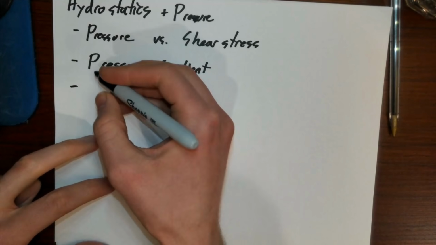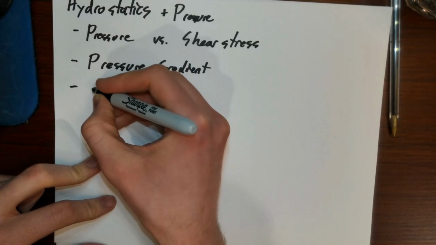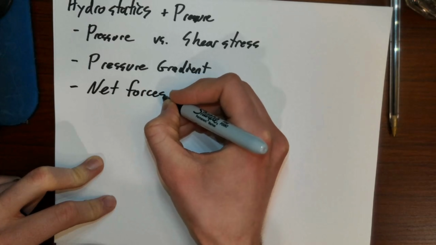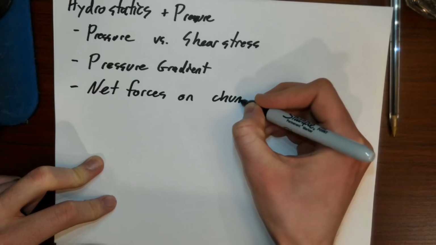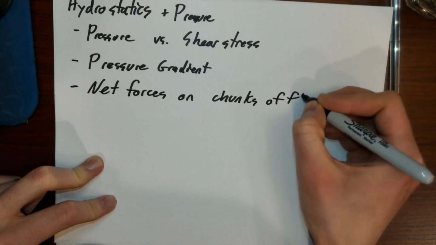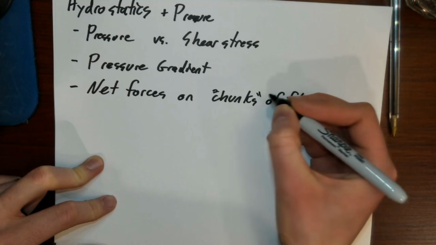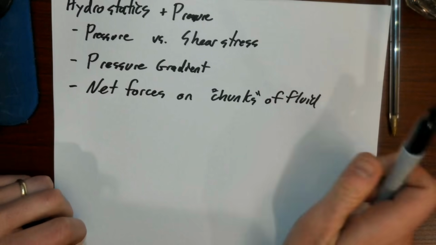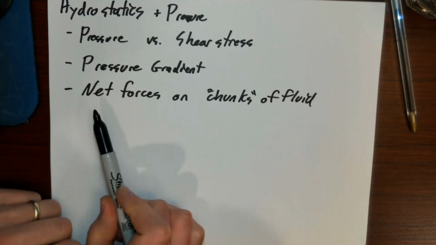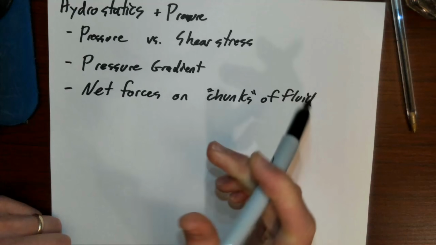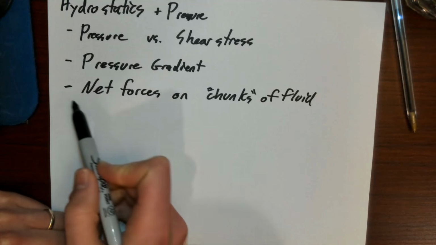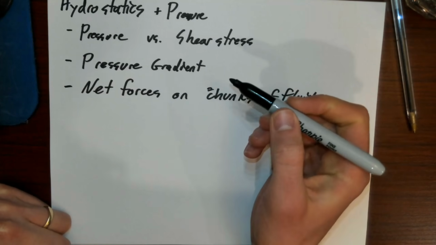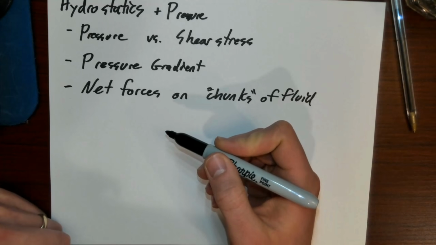Once we talk about pressure gradient, this will inform us talking about net forces on chunks of fluid. Right. So in mechanics, we followed Newton's laws. It said sum of forces equals mass times acceleration and stuff like that. In statics, you said sum of forces equals 0. So in hydrostatics, we're going to be talking about net forces on chunks of fluid, and the formulation is going to be a little bit different, but a lot of the concepts carry over from mechanics.